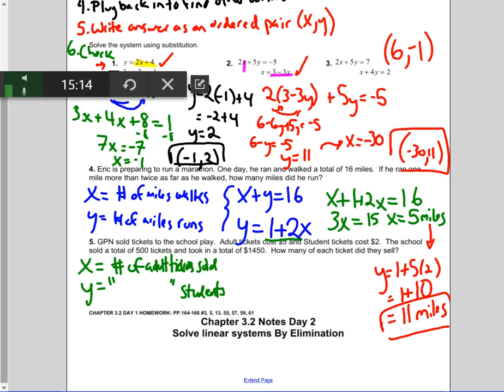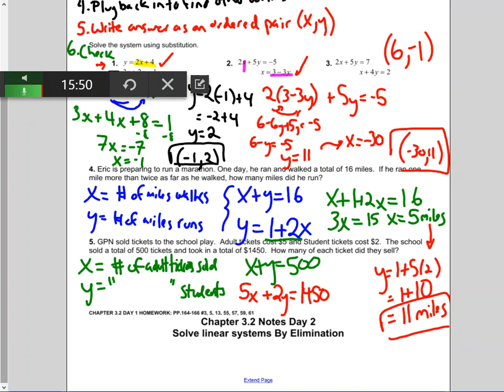Gorgeous. All right, the school sold a total of 500 tickets, so X plus Y must equal 500, and took in a total of $1,450. How many of each ticket did they sell? Okay, so if the adult tickets cost $5 per ticket, so 5x, plus student tickets cost $2 per ticket, 2y, equals 1,450. The next is a lot of math.